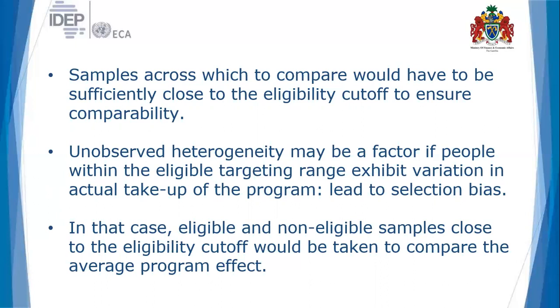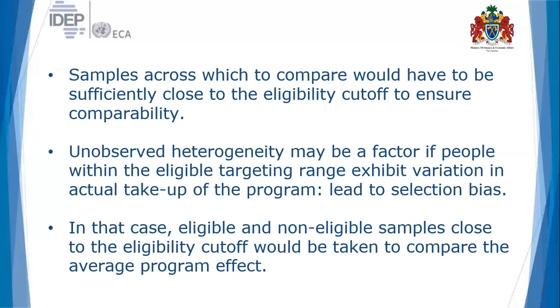Unobserved heterogeneity may be a factor if people within the eligible targeting range show variation in actual take-up of the program, and that can lead to selection bias. Now, in such cases, eligible and non-eligible samples close to the eligibility cutoff point would be taken to compare the average program outcomes.